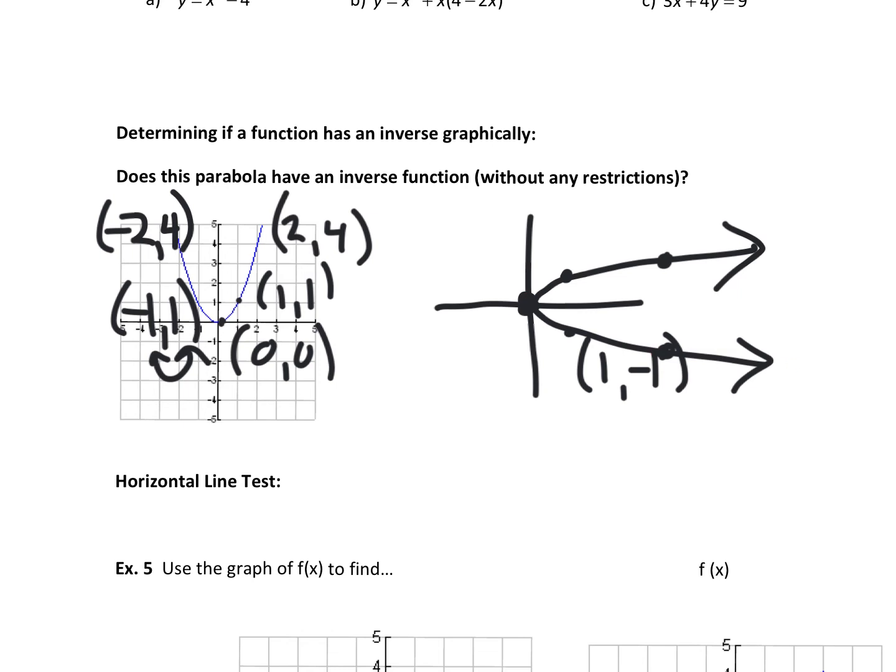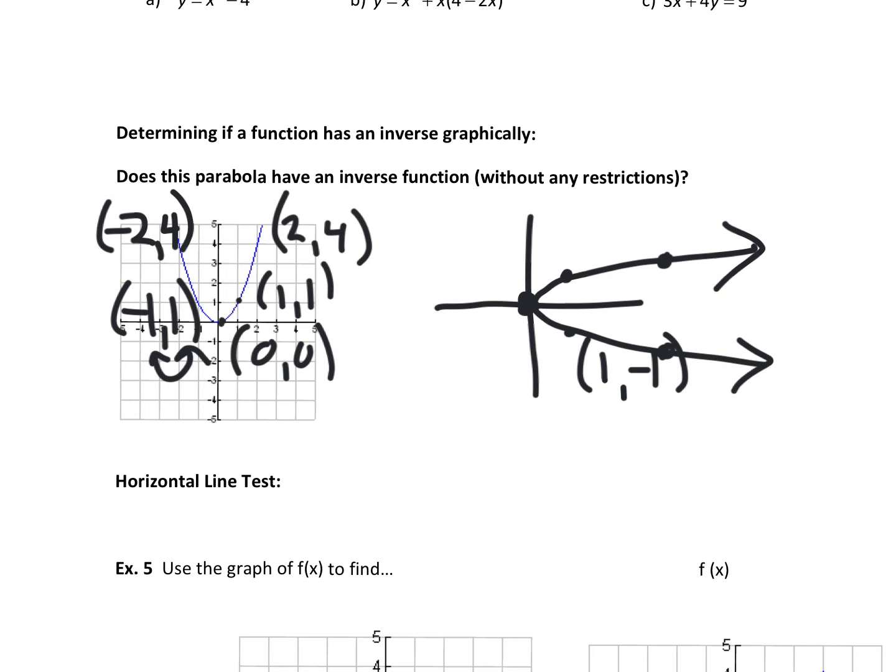So now if I look at this right here and ask, is this a function? Well, we just do a vertical line test on it. And we see that it wouldn't pass a vertical line test, and therefore the inverse of a parabola is not a function. It is still an inverse relation, but it's not a function.